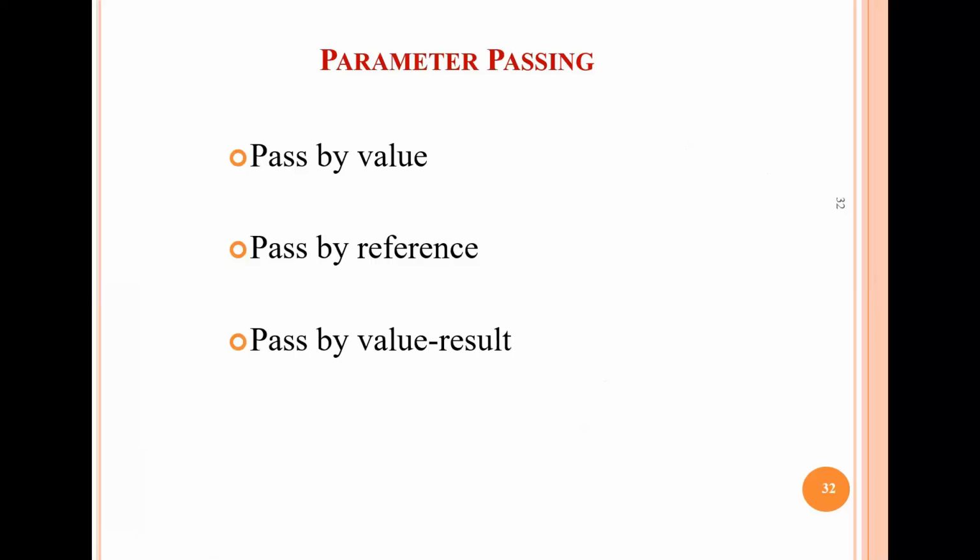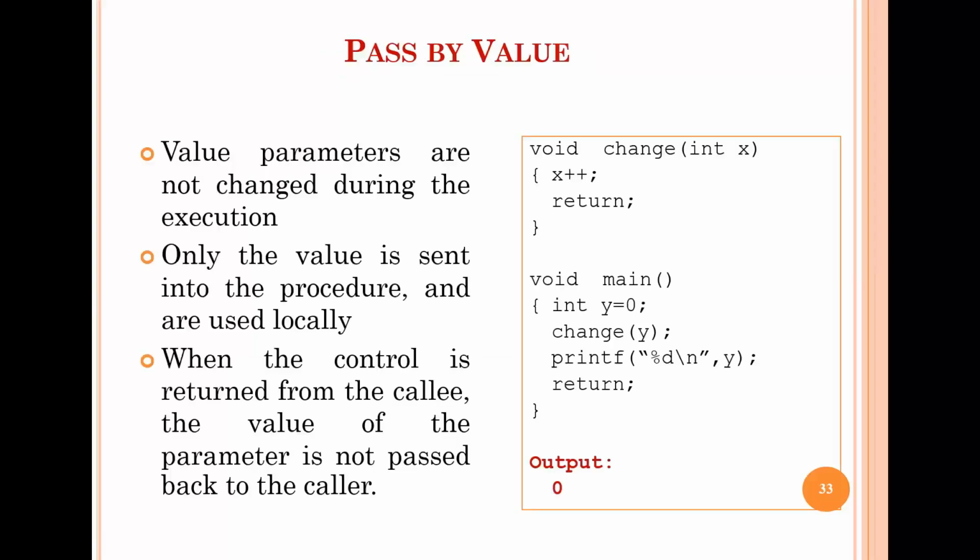Then we come to the last topic, parameter passing schemes. Two are majorly used: pass by value and pass by reference, and we can also have pass by value result. In pass by value, value parameters are not changed during the execution. Only the value is sent into the procedure and used locally. When the control is returned from the callee, the value of the parameter is not passed back to the caller.